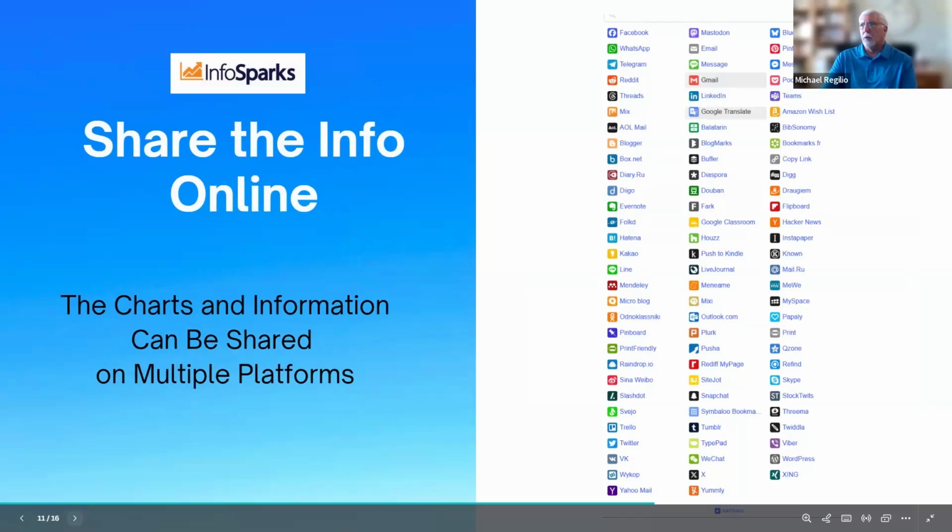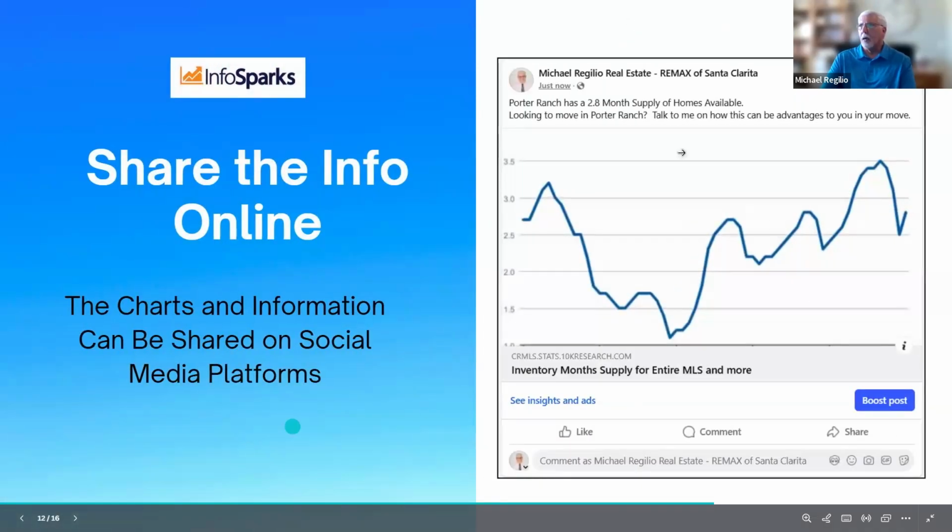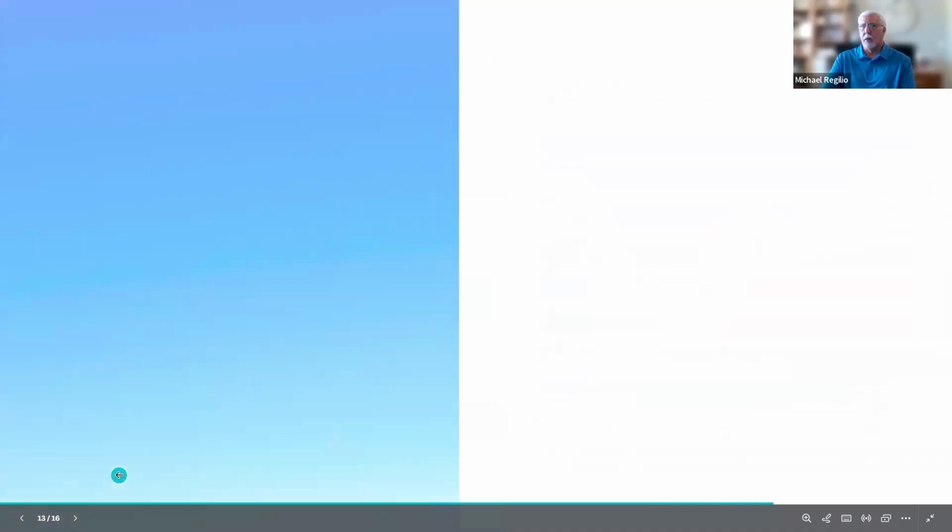What's really cool about InfoSparks is you can share the information directly from the program to a number of different online programs, including Facebook, Instagram, Twitter, LinkedIn. It all can go directly to those systems. And when you share it online, this is what it looks like. I'll show you how to do that quickly and easily.